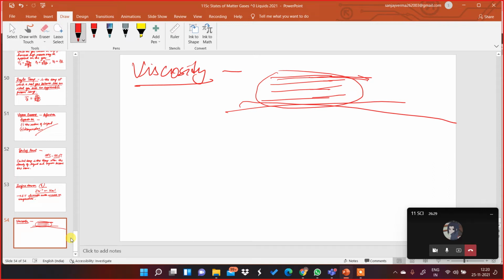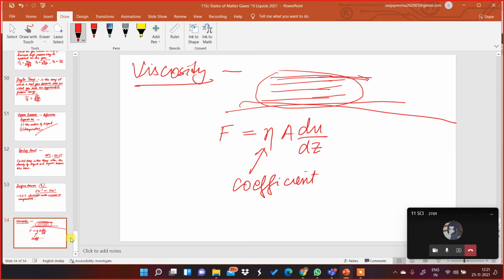Now there is a formula to be remembered under viscosity. The force under viscosity is equal to eta A du by dz. This eta is a proportionality constant, and it is called the coefficient of viscosity.